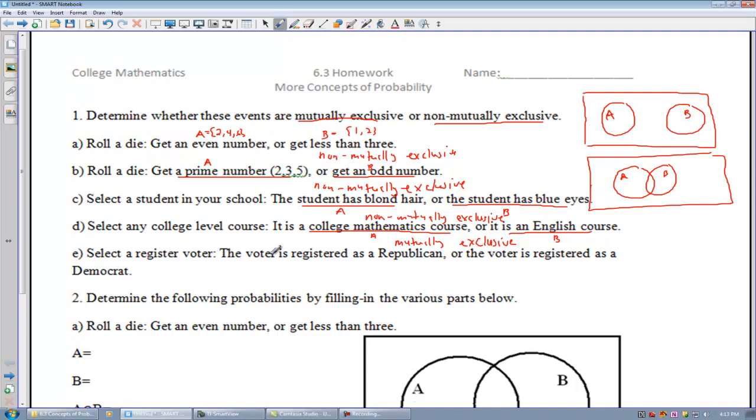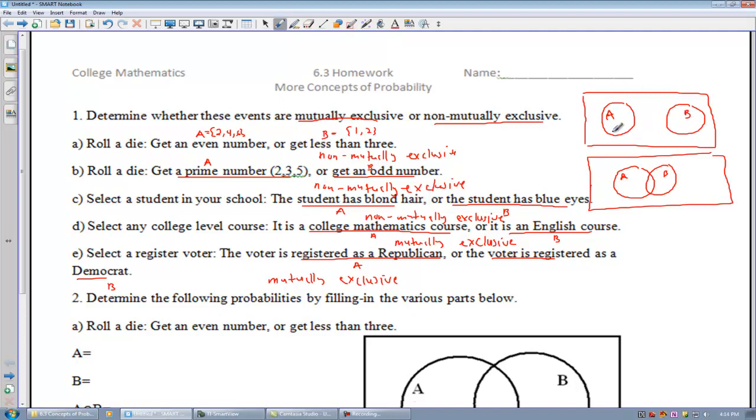Select a registered voter. The voter is registered as Republican, or the voter is registered as Democrat. All right, so here I have A, registered as Republican, and then here registered as Democrat would be my B. And this is also an example of two events which are mutually exclusive, because you do not have the option of registering for both. So you think, okay, well, here are the Republicans, here are those registered as Democrats.